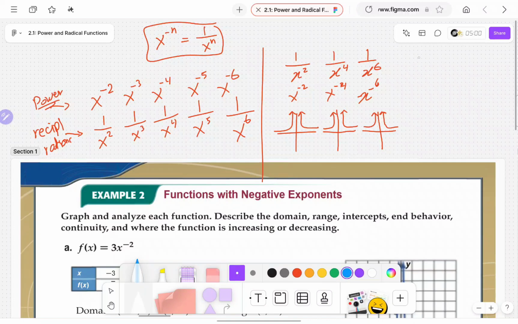Now, when the power is, let's say, x to the power of negative 1, x to the power of negative 3, x to the power of negative 5. So this one means 1 over x, 1 over x to the power 3, 1 over x to the power of 5. So now if I need to graph this function, the function will be in quadrant 1 and quadrant 3.